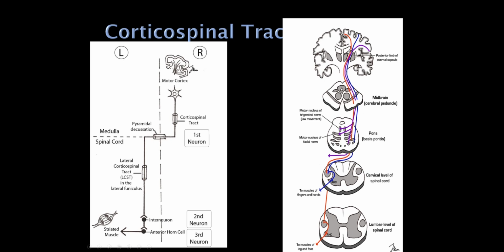The face and arm fibers are more lateral, so here in blue would be for the arm, and again through the posterior limb of the internal capsule, and in this case talking to anterior horn cells in the cervical cord to move your arm and hand.